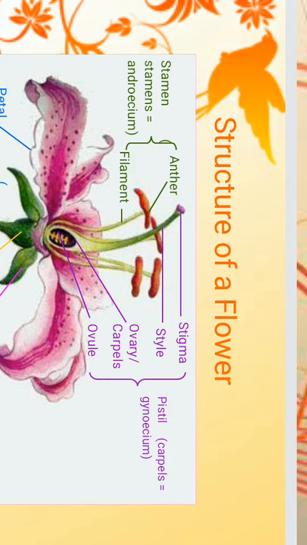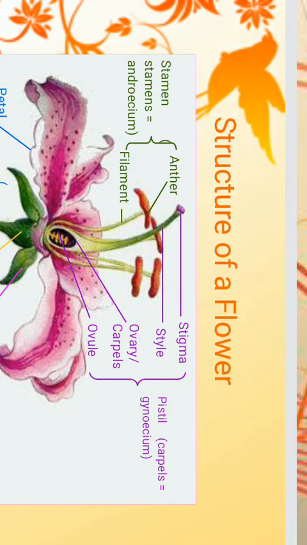A flower consists of 4 whorls of organs. Outer whorl is called a calyx. It is green in color. Its function is to give protection to the flower.